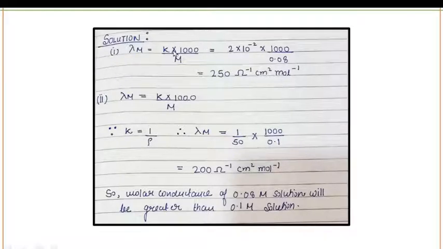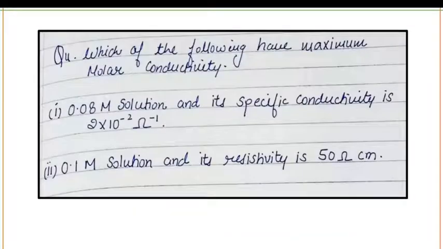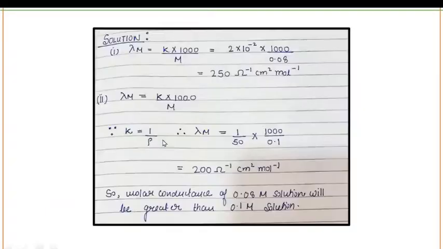As you can see here, in solution 1, the value of lambda M is maximum, that is 250. In case of solution second, it is 200. That's why the molar conductivity of the 0.08 molar solution will be greater than that of the 0.1 molar solution. So the correct option for this question would be option number A, that is 0.08 molar solution having the specific conductivity 2 into 10 to the power minus 2 ohm inverse.